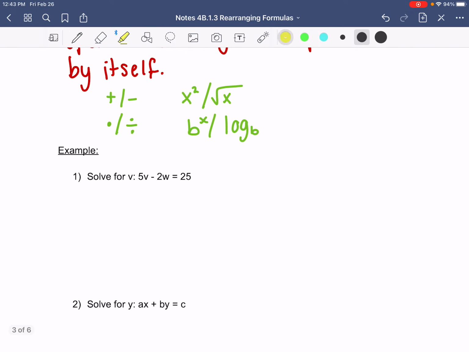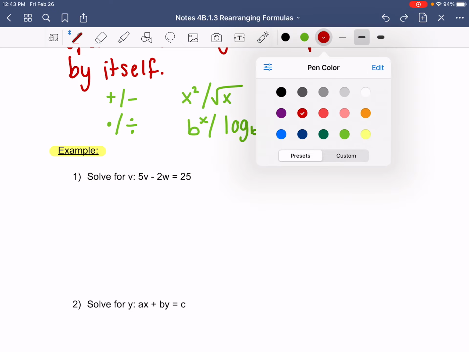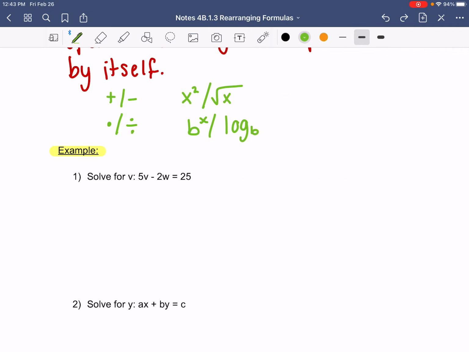We're just going to do 5 examples. We're just going to walk through, and then you have, I think, like 7 homework problems. I don't remember. All right, so it says solve for v, 5v minus 2w equals 25. So we're going to go ahead and just get v by itself. So that's your goal. If it says solve for v, might say make v the subject, whatever it might say. So that's the piece we're trying to get by itself.